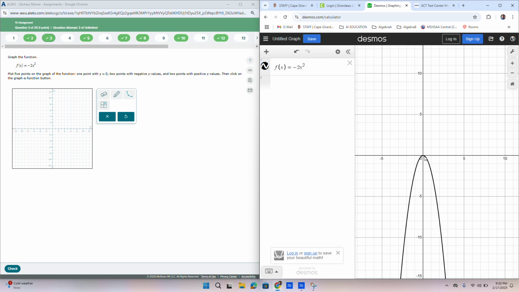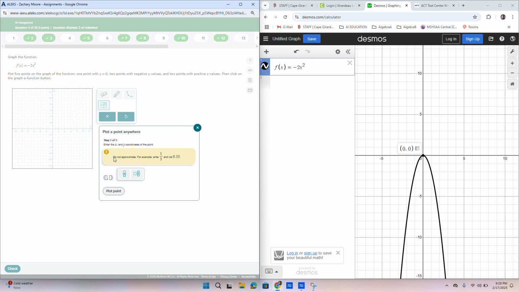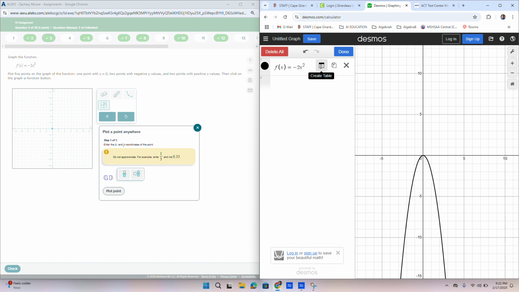And what I like to start with is finding the vertex, which remember that's right there. On this graph it's at 0, 0. That's where your parabola comes to the point. So you're going to start off by putting it at 0, 0 with the plot a point button on ALEKS, and then plot it. Then you click on the little spinny wheel where it says edit list, and you're going to create a table.